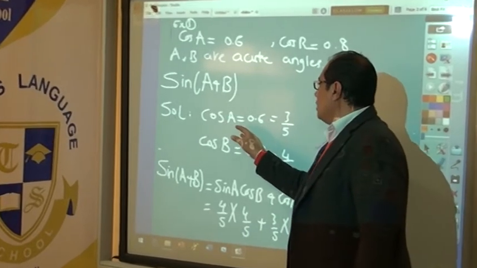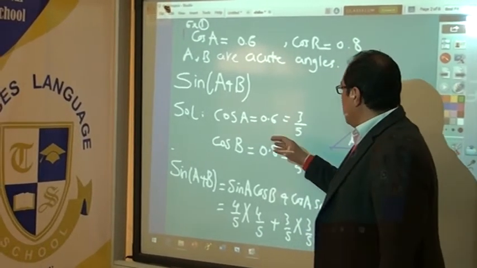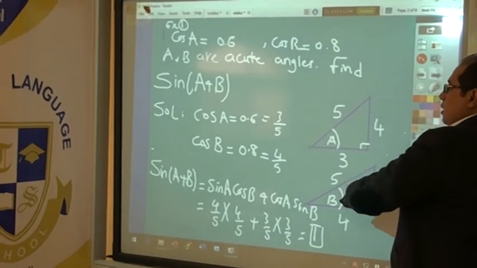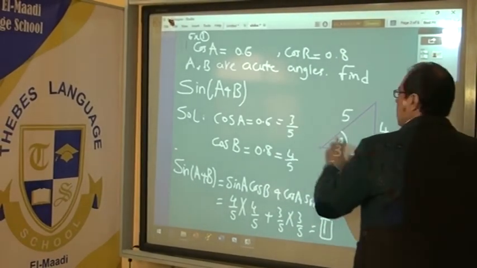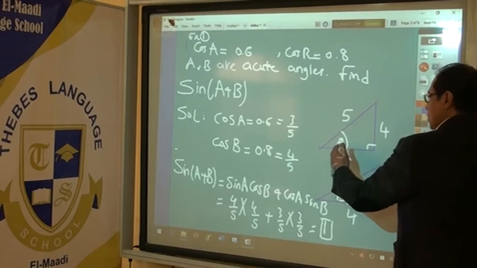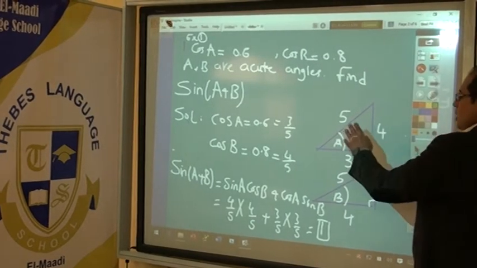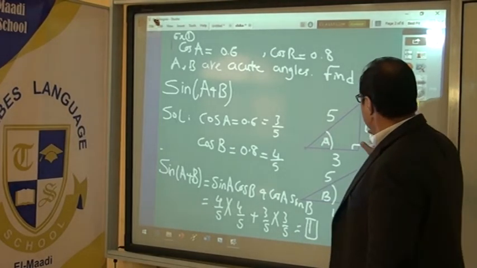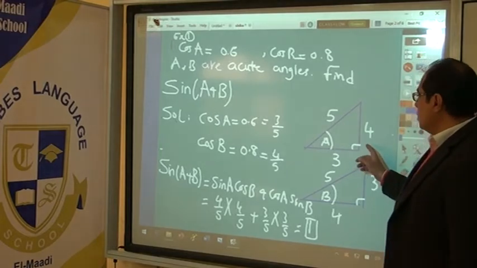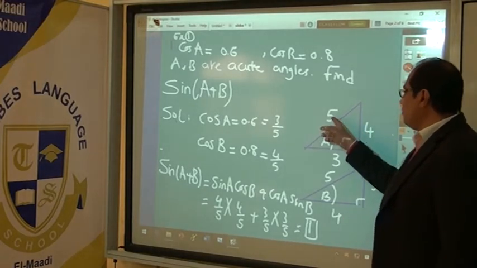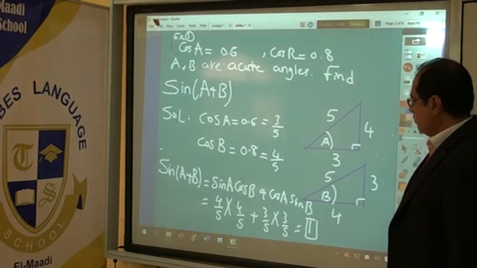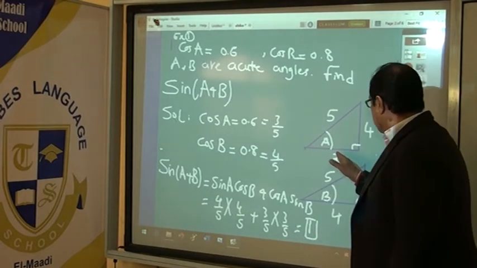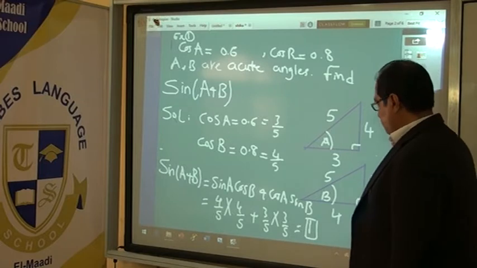I write cosine A equals 0.6 as a fraction, 3/5. Remember that cosine of an angle equals adjacent over hypotenuse. I draw a right-angled triangle for angle A. The adjacent equals 3 and the hypotenuse equals 5. By using Pythagoras' theorem, the opposite side to angle A equals the square root of 5² minus 3², which equals 4. Remember that if angle A is acute, the adjacent and the opposite are positive values.